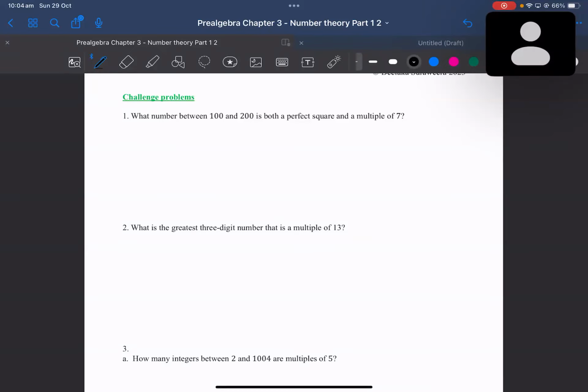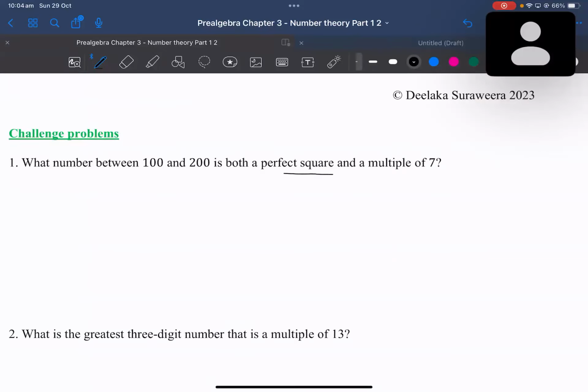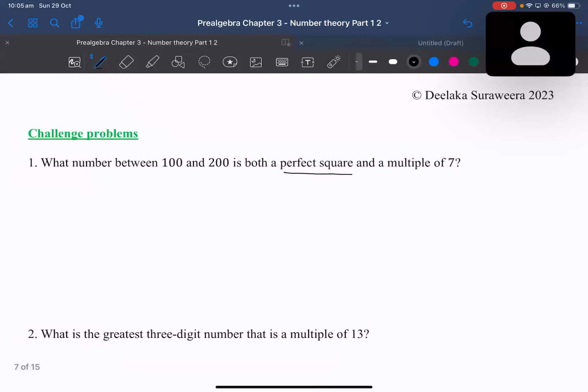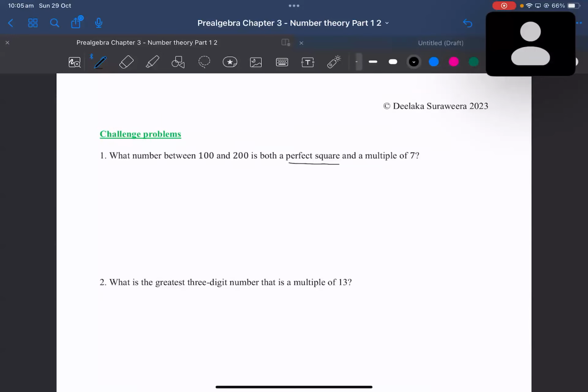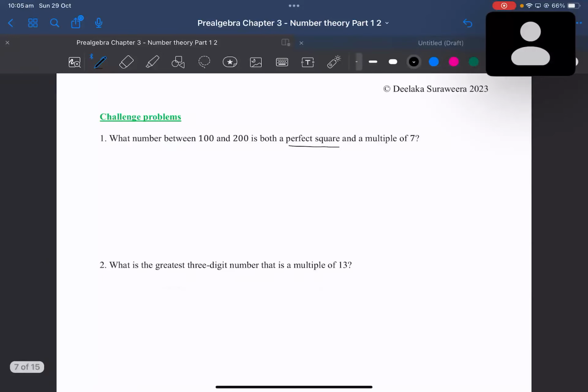My hint for you is there's 2 ways to approach this. Because a perfect square between 100 and 200, there's only a few of them, actually only like 5 or 6. So you can just find out all the perfect squares in that range and find which one is a multiple of 7. That's one way to approach it. I'll give you the second way later because it's a bit more tricky.